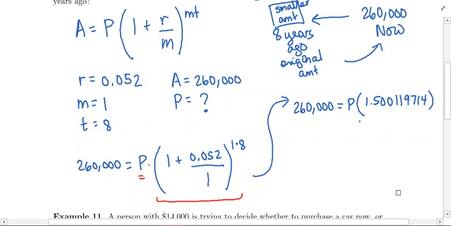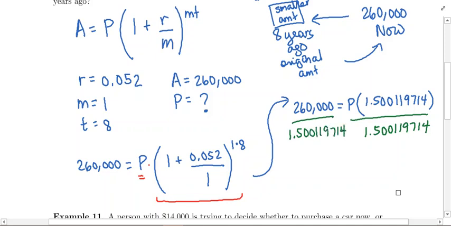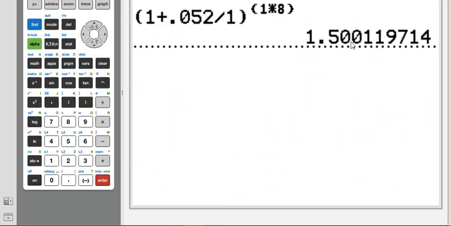Now if you want P by itself, since P is being multiplied by that number, you need to divide this number off. Whatever you do to one side, you have to do to the other. So here we go. I'm going to go back to our calculator and enter this in. On the right, this decimal is in the top and in the bottom, it's going to cancel. It's going to leave us with P.